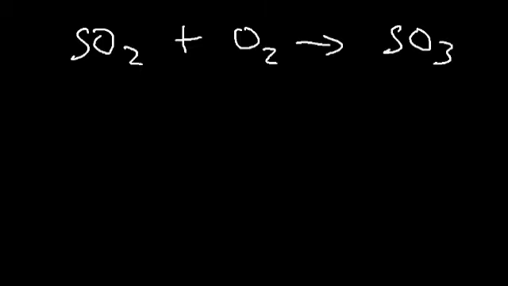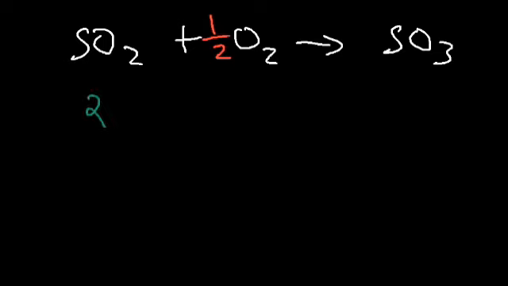Try this one. SO2, sulfur dioxide, plus oxygen gas produces sulfur trioxide. Go ahead and balance the reaction. So we have a total of 4 oxygen atoms on the left side and 3 on the right side. What can we do in this particular example? If we make this a half, notice that the reaction will be balanced.